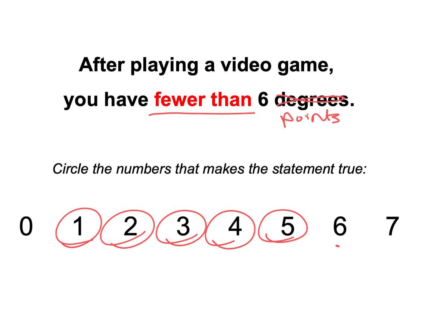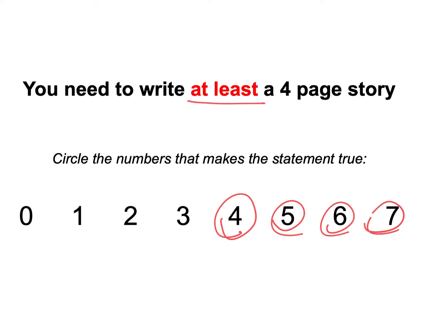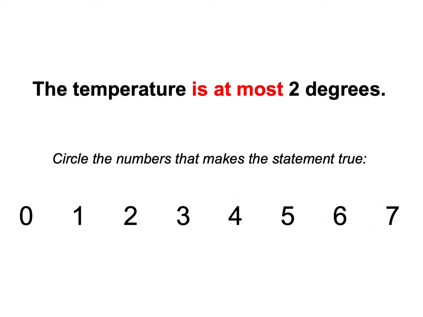So those two examples did not include the number that they were talking about, but these will. You need to write at least a 4-page story. So that means the smallest number of pages you could have is 4, but then you could have more than that because it's got to be at least 4. The temperature is at most 2 degrees. So it could be 2 degrees, but that would be the most. So then I would circle 2, 1, and 0.